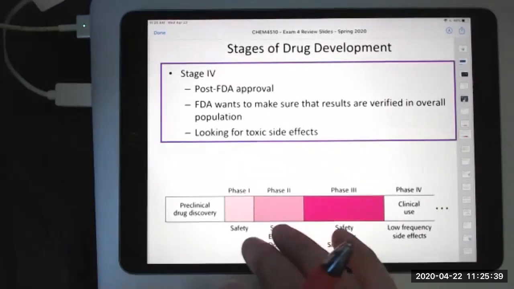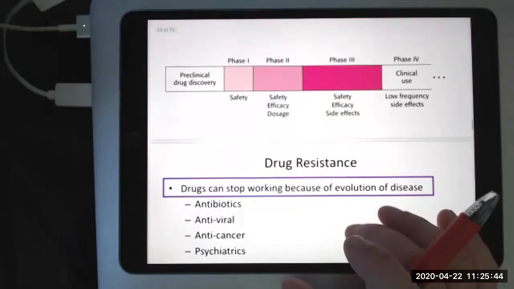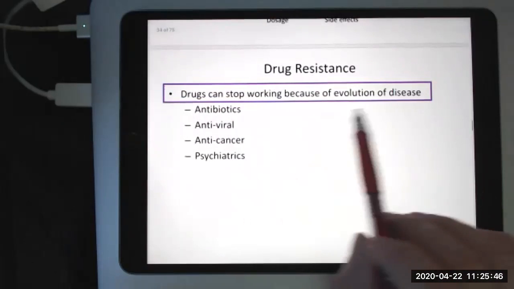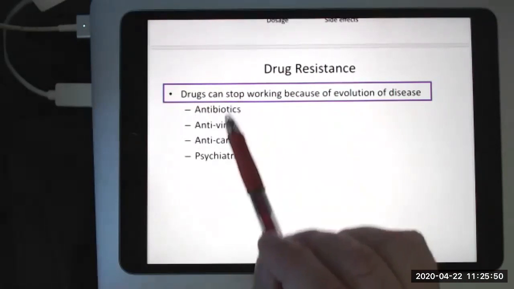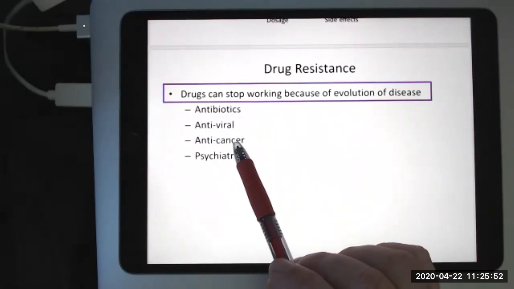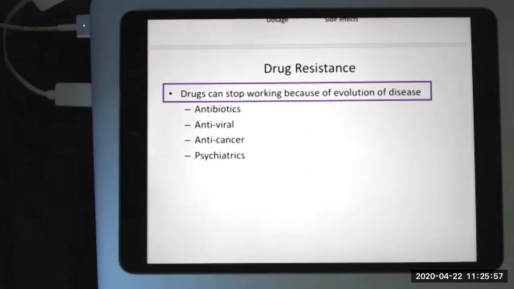So on the drug side effects, drugs can become resistant over time. And the classic ones are the antibiotics, antivirals, and anti-cancer. These literally have a Darwinian evolution sort of component to it. These things can create mutations, particularly antibiotics and antivirals, although anti-cancer can too.